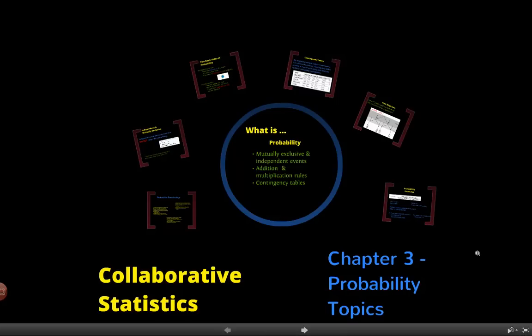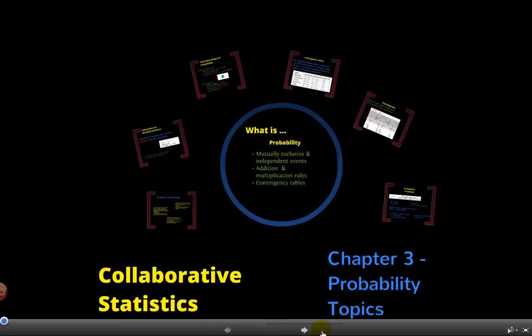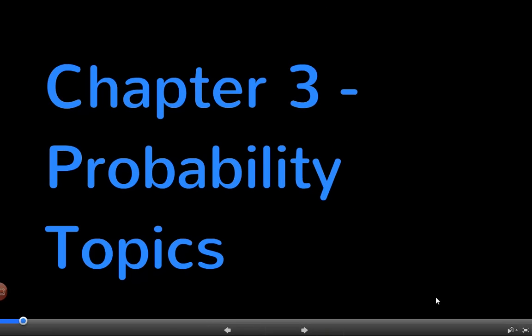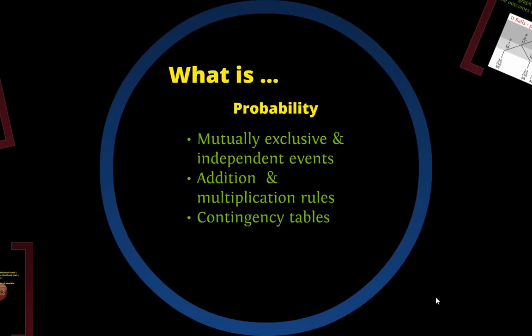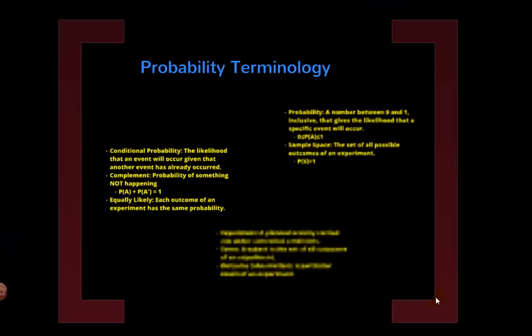Welcome to Collaborative Statistics, Chapter 3, Probability Topics. So, what are we going to be talking about today? What is probability? Probability is the chance of something occurring. And there's a couple of things that we're going to be looking at: mutually exclusive and independent events, addition and subtraction rule, just addition and multiplication rules, and contingency tables. But basically, probability is what is the likelihood of something occurring?